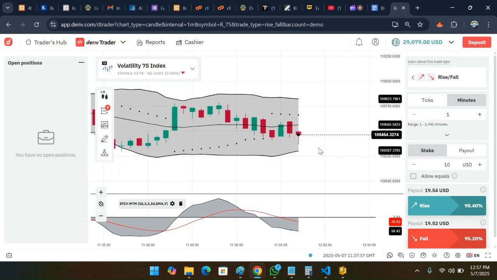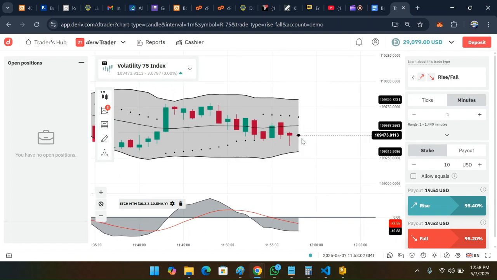So can you see? Wicks say something. Now look at this one that is forming now. I won't trade next. I won't trade next. I won't.